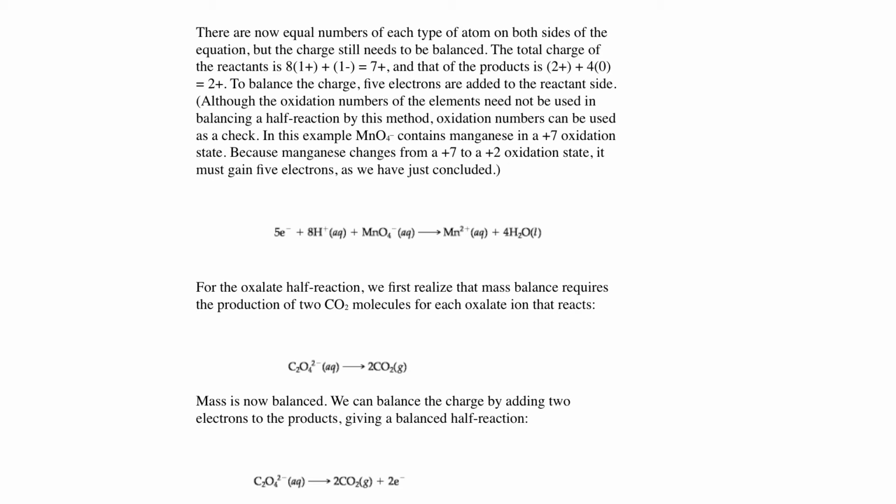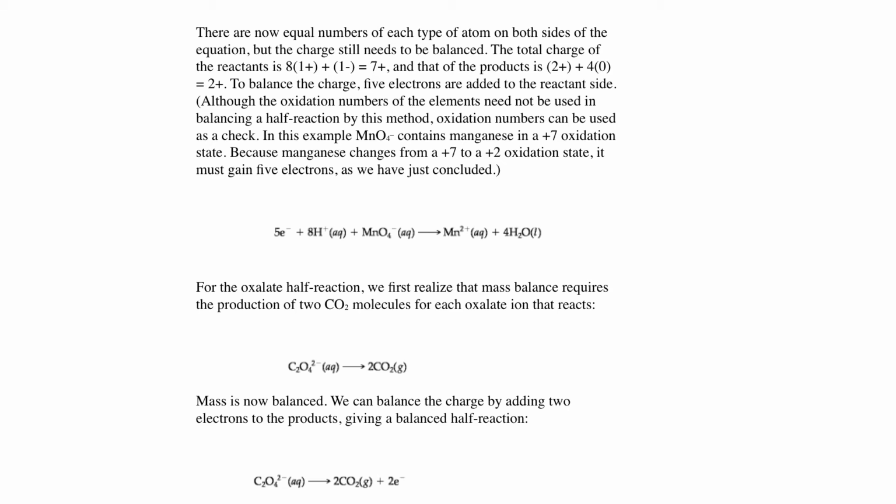Although the oxidation numbers of the elements need not be used in balancing half reactions by this method, oxidation numbers can be used as a check. In this example, permanganate contains manganese in a plus 7 oxidation state. Because manganese changes from a 7 to a 2 oxidation state, it must gain 5 electrons, as we've just concluded. 5 electrons plus 8 protons plus permanganate yields manganese 2 plus and 4 waters.